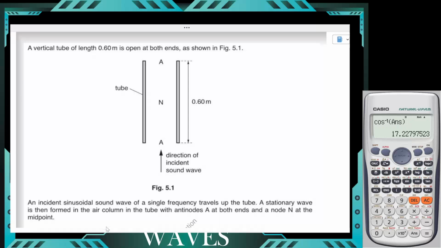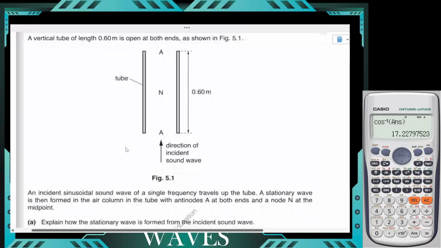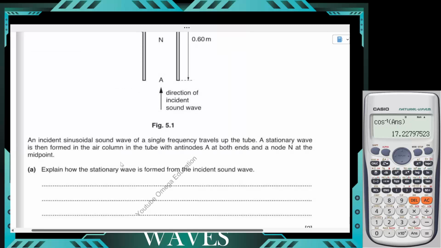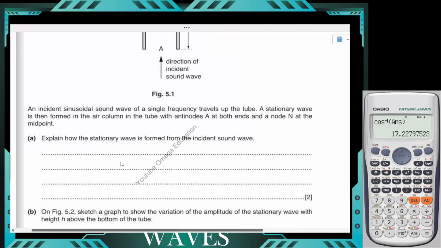All right, so here we have the next one, a vertical tube, as you can see, of length that much. Explain how a stationary wave is formed from the incident sound wave. So a very trademark question, a very standard question. They ask it several times, so we write the similar answer. The only thing is we'll try to mold the answer with respect to the given situation. For example, in this case the tube is vertical, and the wave is a sound wave.